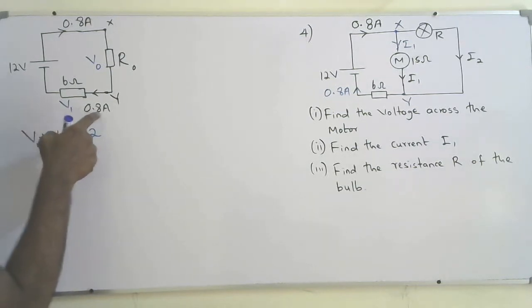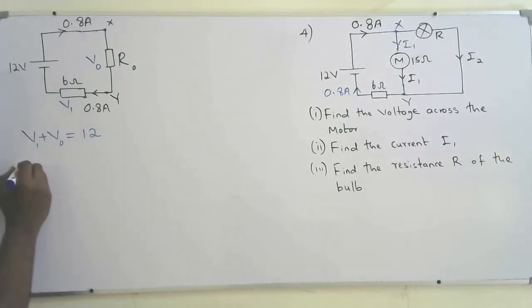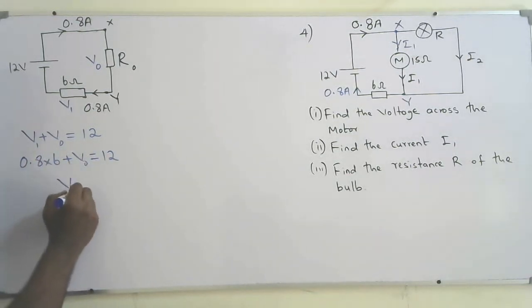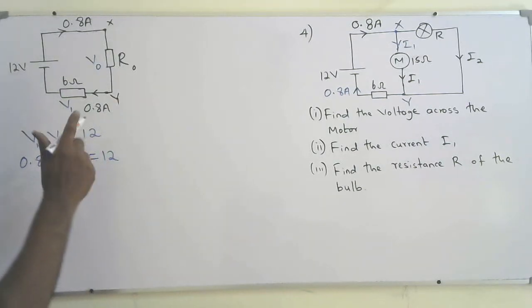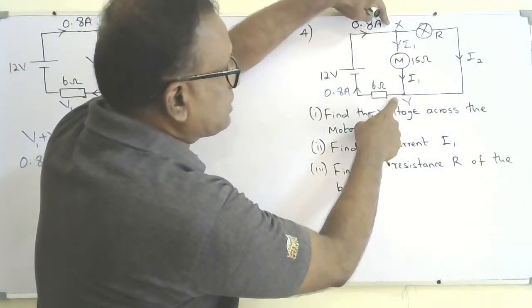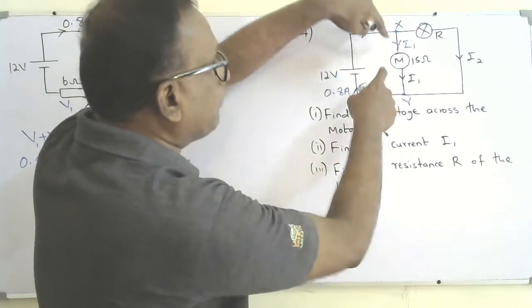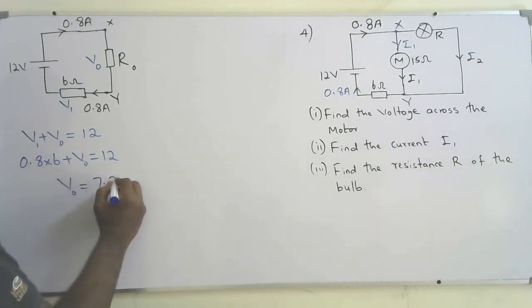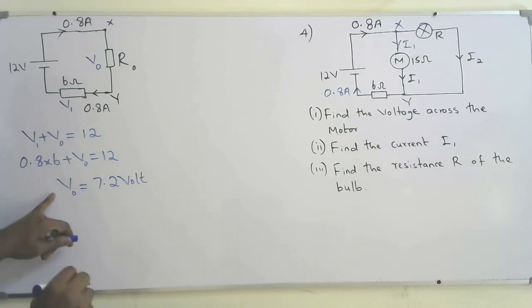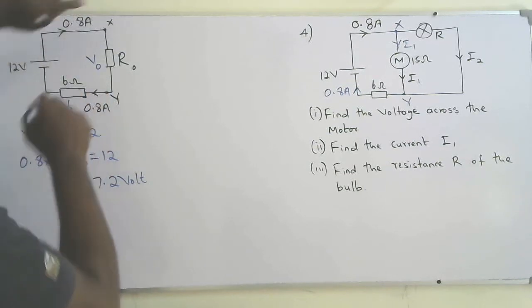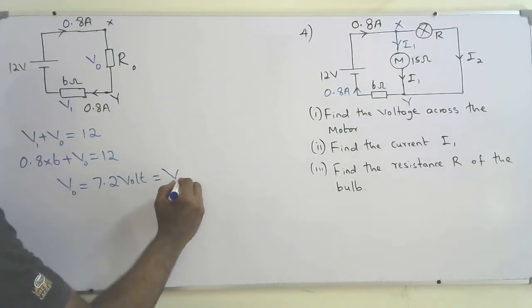V1 is IR, so the current 0.8 into 6, plus V0 is equal to 12 volt. Find V0, that's the voltage across the equivalent resistance, that is the voltage across the junction XY. That means that's the voltage across the motor. So find V0 here. That will be 7.2 volt. So the voltage across the junction is 7.2. That's the V0 I named. That's the voltage across the junction.